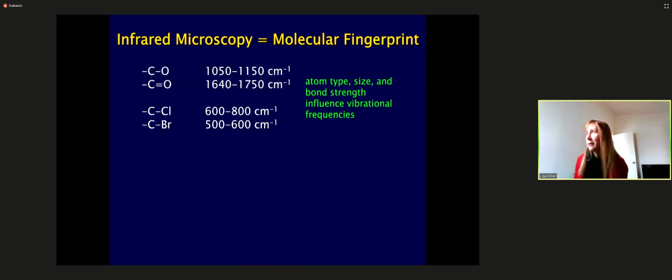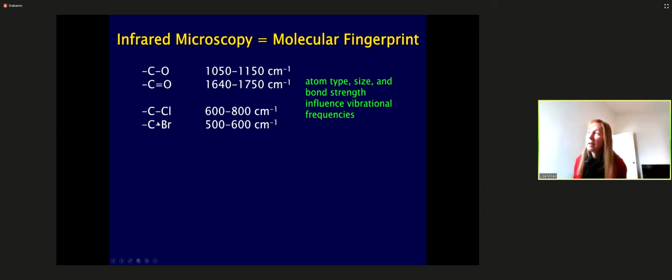So let me give you another example. If you look at a carbon-oxygen single bond versus a carbon-oxygen double bond, we all know that a carbon-oxygen double bond is shorter and tighter than a carbon-oxygen single bond. So that carbon-oxygen double bond is going to vibrate faster, or have a higher frequency, than a carbon-oxygen single bond. So you can detect the difference between C single bond O and C double bond O with infrared spectroscopy.